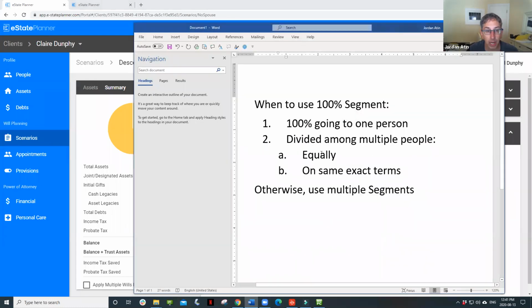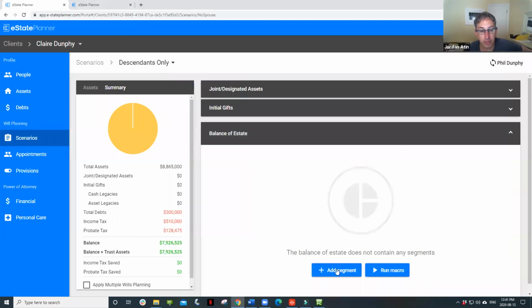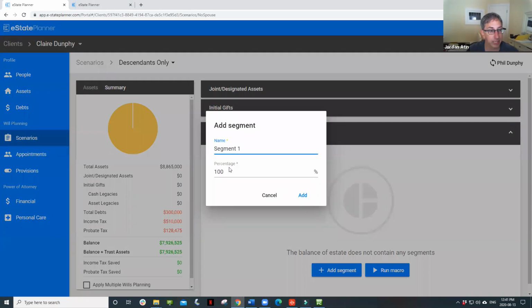in this scenario. Why? Because we want to divide it among multiple people, but it's not equally, or it's not on the exact same terms, okay? So this is how you would do that. You would go add segment, and let's just divide among 3 people. Let's say a third, a third, a third.